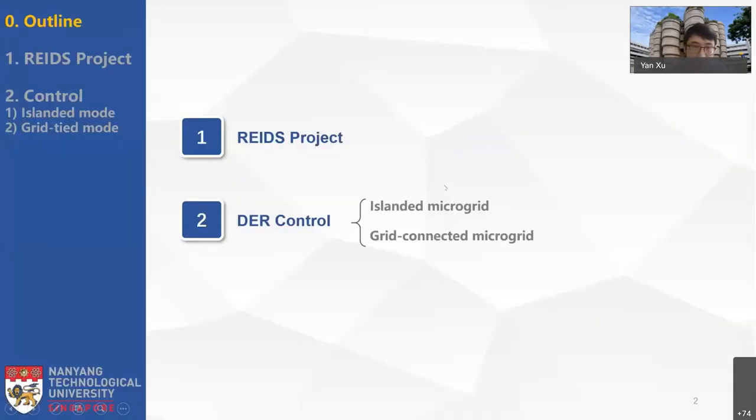Okay, so this is the outline of my presentation, which is relatively short. First of all, I will give you a general introduction of the ongoing microgrid demonstration project in Singapore, which is called REIDS. And after that, I will talk about our research works on the DER control for an islanded microgrid and a grid-connected microgrid.